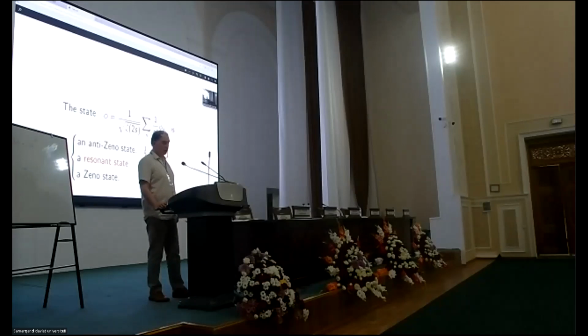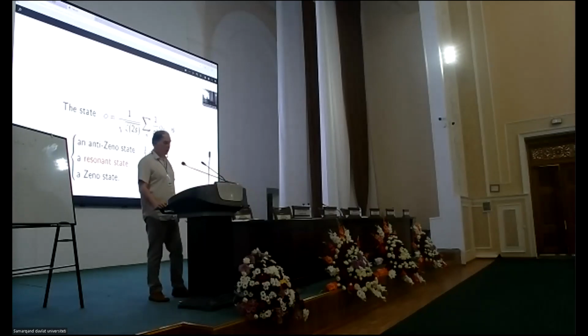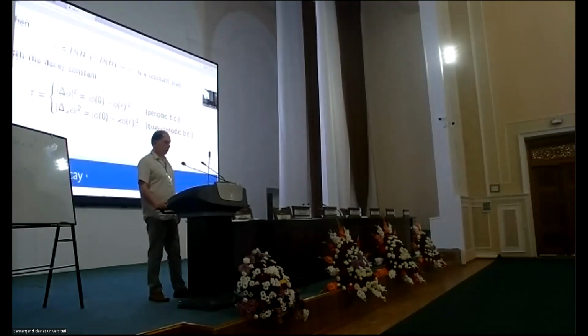And the answer here is like this. If s is from 1/2 to 1, then the corresponding state is an anti-Zeno state. If I look at the state, it will immediately disappear. If s equals 1, we are dealing with a resonant state. So it means I look at the state and the state will be disappearing, following the corresponding exponential decay scenario. And finally, if s is greater than 1, we are going to have a Zeno effect scenario, exactly what has been discussed in the case of differential operators with different boundary conditions.